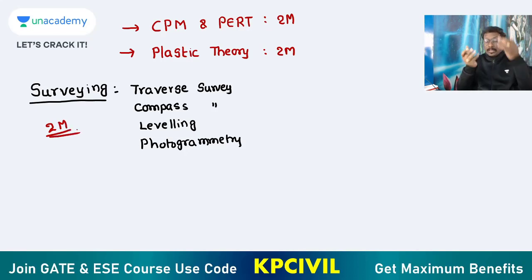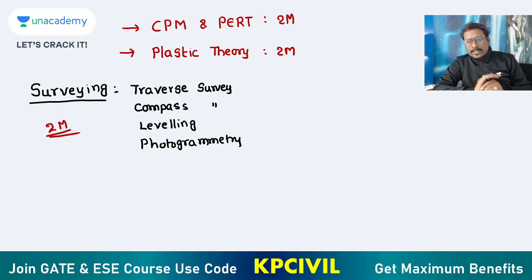3 marks, 4 marks also will come, but I am writing minimum marks. So traverse survey, compass, leveling, photogrammetry: mandatory, must and should, 1 question. 2 marks you will get.